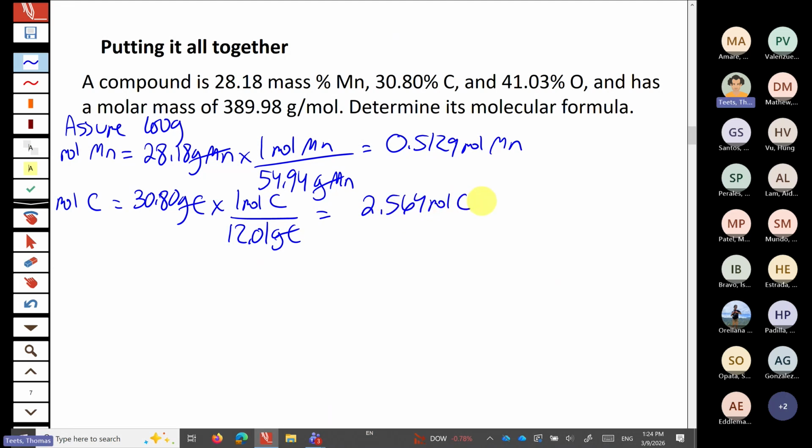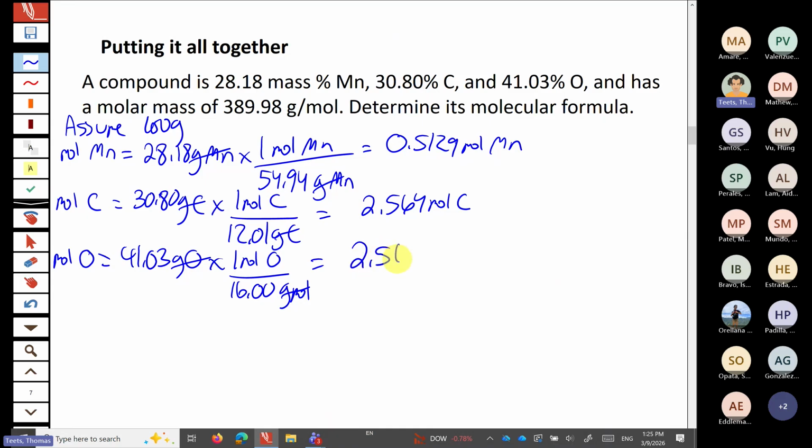And then the last one is oxygen, 41.03 grams. Atomic mass of oxygen is 16 grams per mole, so we divide by that. That comes out to the same number we got above, 2.564. All right, so those are the moles of each element.